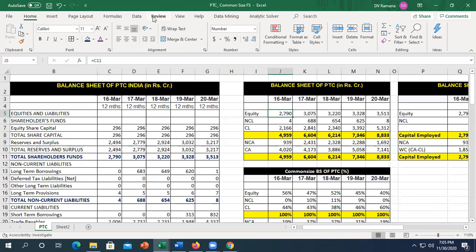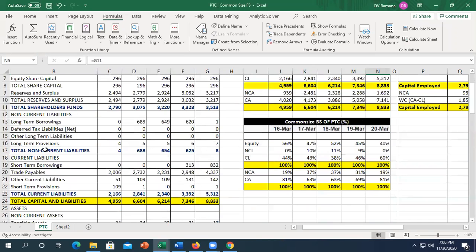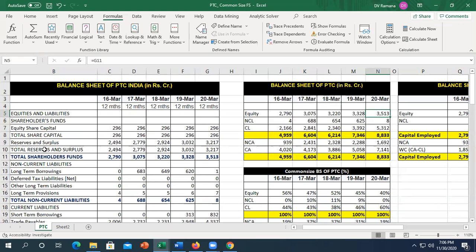So as a result, we get a fairly good idea about the direction this particular balance sheet or this company is actually taking. You can see from this condensed balance sheet, the equity of the company has been rising from 2,790 crore to 3,513 crore. Other than that, the liabilities and the assets positions are also very clearly given without getting into the nitty-gritty of the balance sheet to start the conversation.